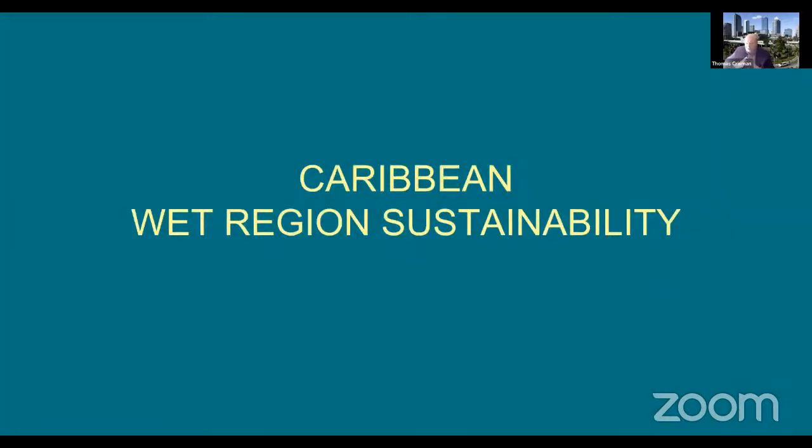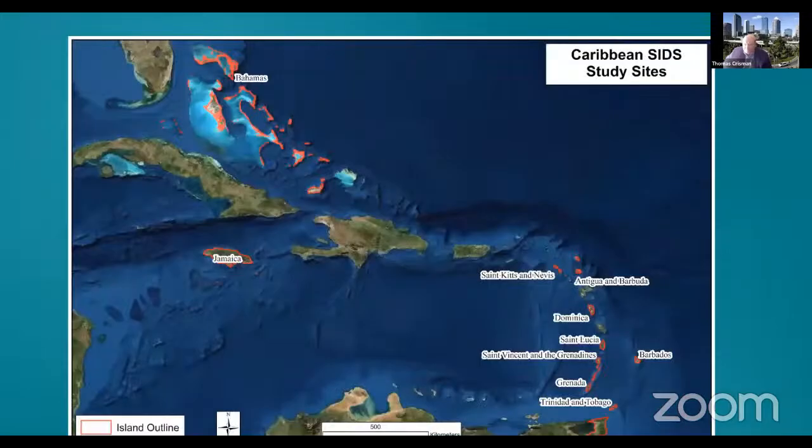Now, I want to contrast this with the Caribbean. So in the case of the Middle East, we have energy, but we don't have resources. In the case of the Caribbean, we have resources, but we have no energy. And so let's look at the difference.